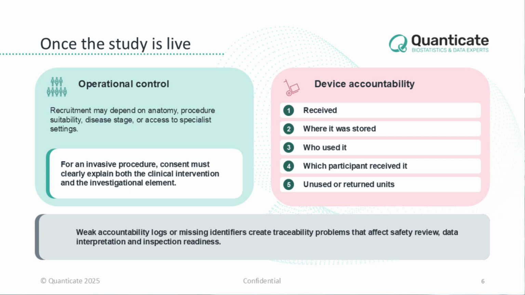Sites need to know what they received, where it was stored, who used it, which participant received which device, and what happened to unused or returned units. Weak accountability logs or missing identifiers can quickly create traceability problems that affect how safety is reviewed, how data is interpreted, and how the study stands up to inspection.